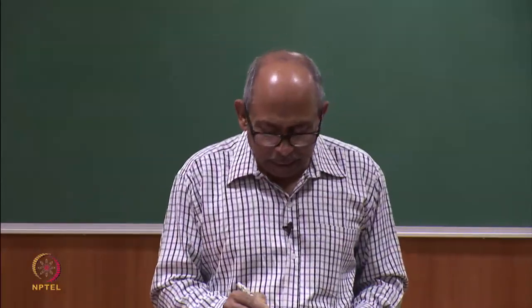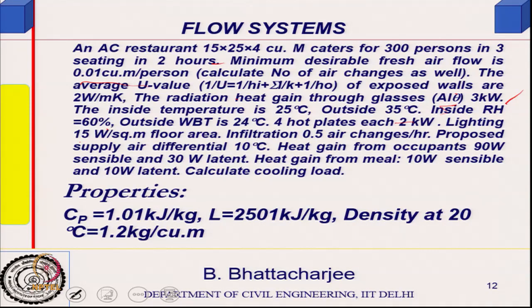The properties of the air are given. Specific heat of air is 1.01 kilojoules per kg. Latent heat is given on an average basis as 2501 kilojoules per kg, and density at 20 degrees centigrade is 1.2 kg per cubic meter. So, we got to look into this problem.